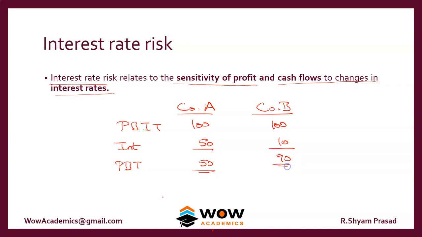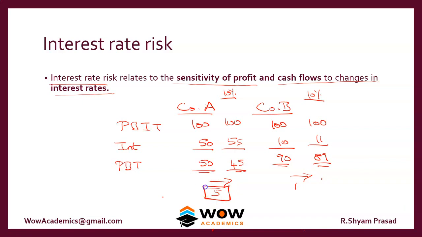Assume the interest rate is going to change. Interest is going to rise by 10% for both companies. So the 100 will be the same, but the interest will become 55 here, and the profit will fall to 45. For this company, if the interest rises by 10%, it will be 11 here, and the profit will be 89. If you see the difference, it is 5 rupees here, and only 1 rupee here. So this tells us that company A has a high amount of interest rate risk.